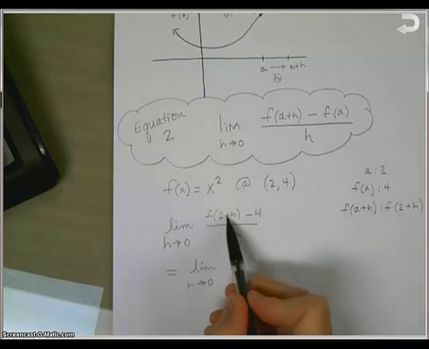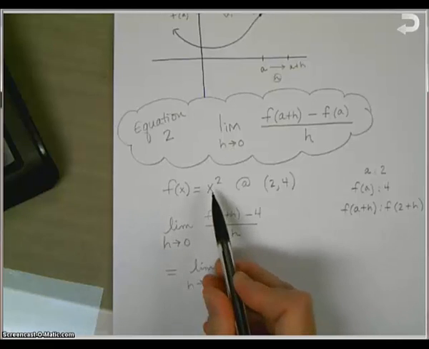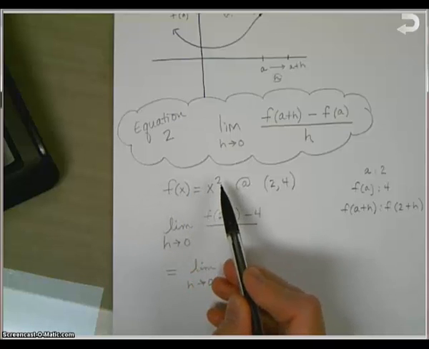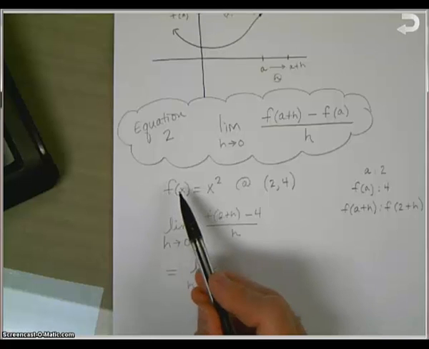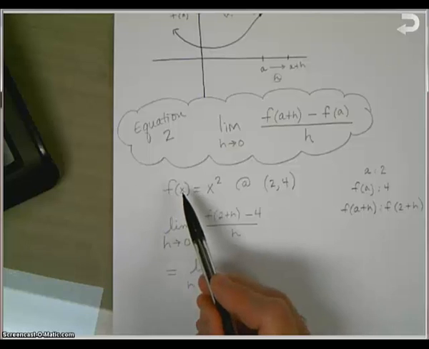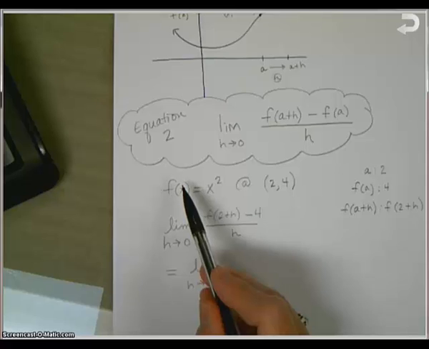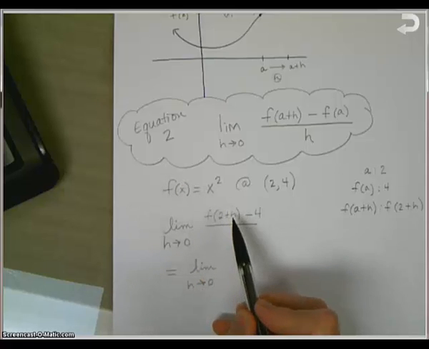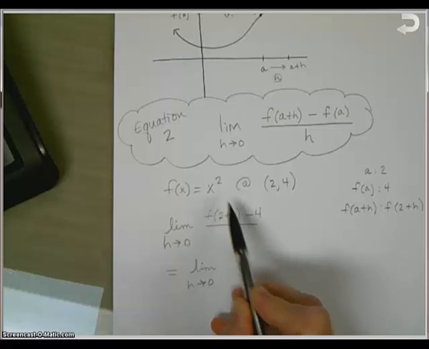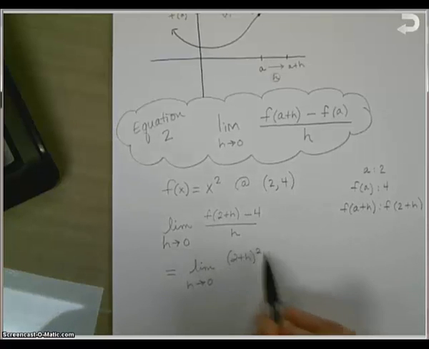f of 2 plus h means I need to take this whole quantity, 2 plus h, and stick it in this function here. If I asked you to find f of 5, it would be 5 squared. If I asked you to find f of negative 3, it would be the quantity negative 3 squared. If I asked you to find f of triangle, it would be triangle squared. And so people are all okay when I'm asking you to find f of one thing. And so now I'm asking you to find f of this quantity, 2 plus h. So just call it blob and plug it in there, and it becomes 2 plus h squared.